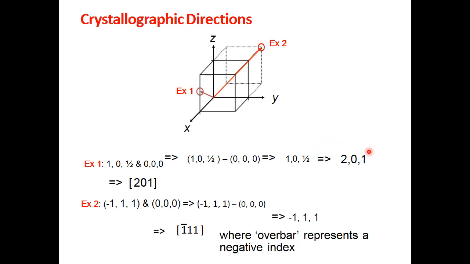2, 0, 1. And how to write it in order to represent Miller indices? Remember, we need to use square brackets, and inside the square brackets you need to write the numbers without commas. Square bracket 2, 0, 1. Simply you write 2, 0, 1 without commas. Now this will be the Miller indices for example 1.